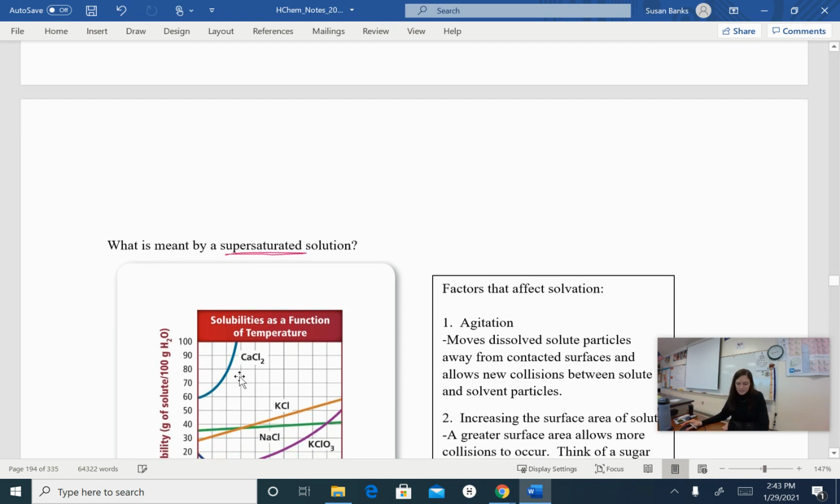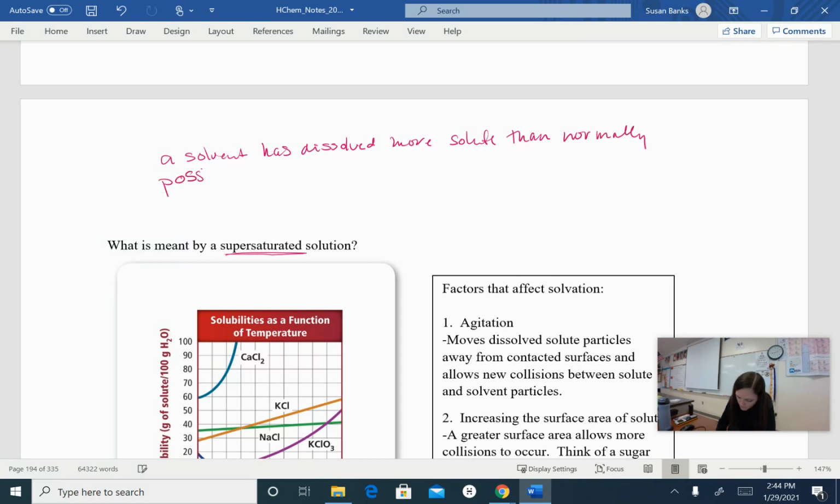So a supersaturated solution is a solvent that has dissolved more solute than normally possible at a given temperature. Okay, and I am going to attach, let me make a note. I'm going to attach a video of a supersaturated solution to this module so you can see what it acts like and what it looks like.